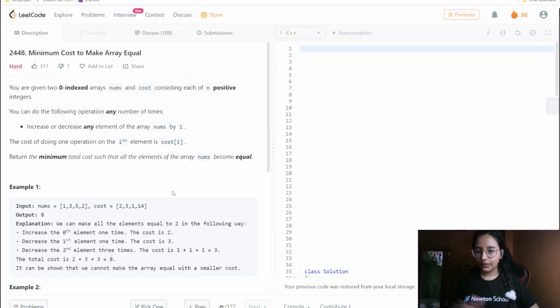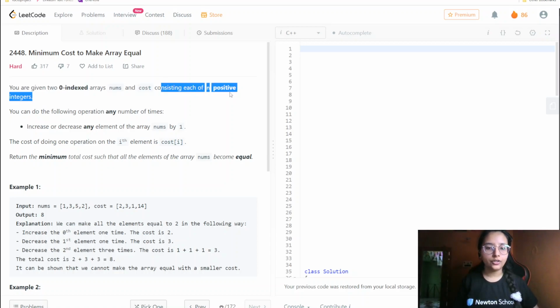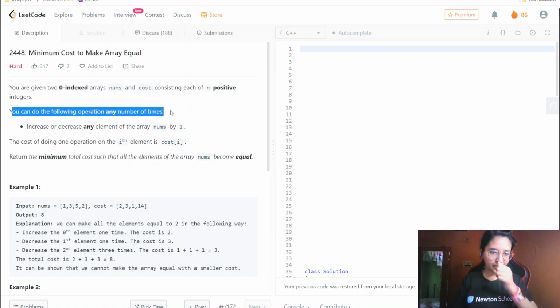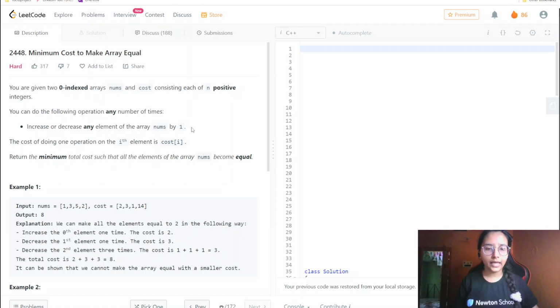So now let us go ahead with this particular question. Here you are given zero indexed arrays nums and cost, consisting each of n positive integers. You can do the following operation any number of times: increase or decrease any element of the array nums by 1. The cost of doing one operation on the ith element is cost[i], and then return the minimum total cost such that all the elements of the array nums become equal.